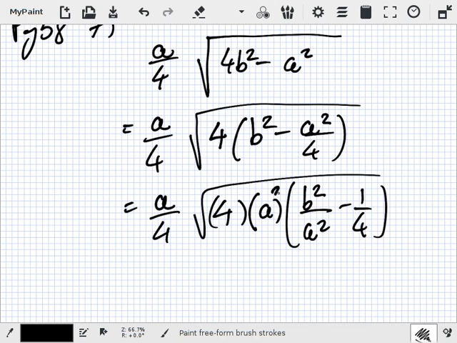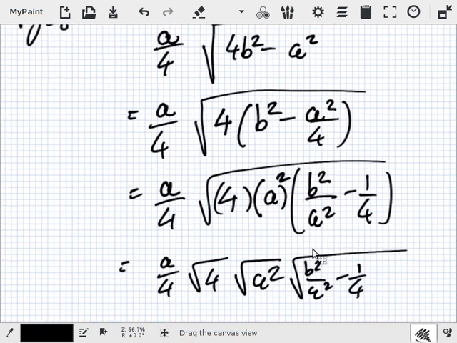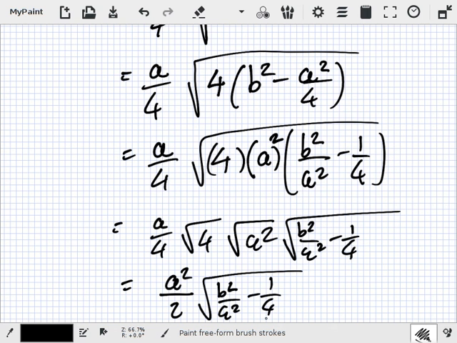Sorry, a squared. So this is a over 4, root 4, root a squared, root b squared over a squared minus 1 over 4. So root 4 is 2. 2 over 4 is a half. So it's a over 2. But square root a squared? A. So it's a over 2 root b squared over a squared minus 1 over 4. Yeah. So it is the same.